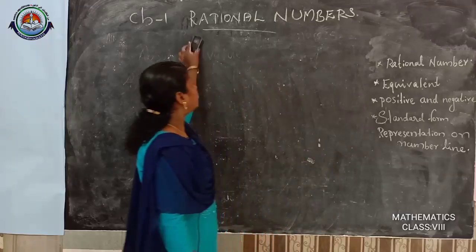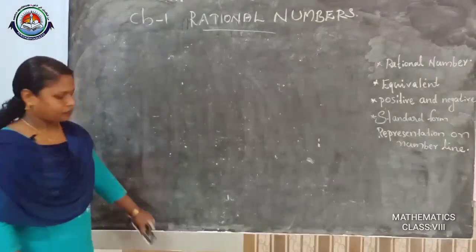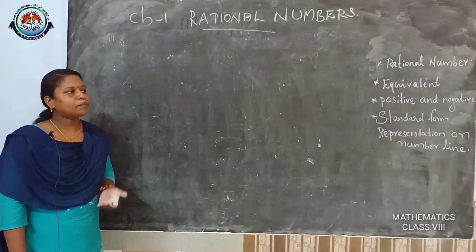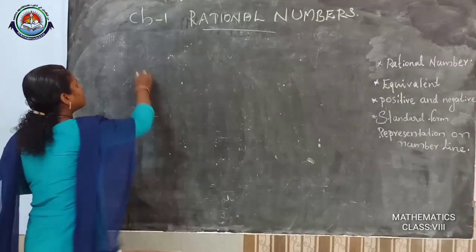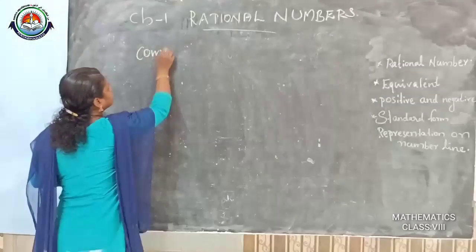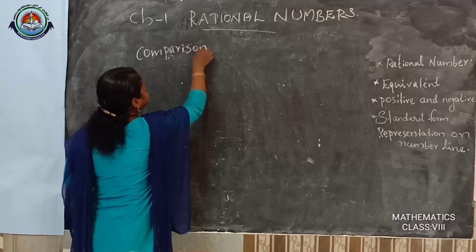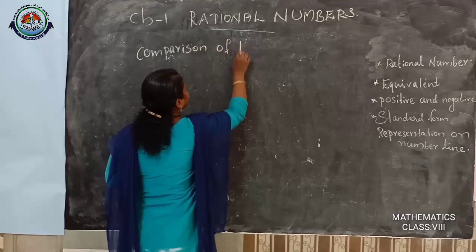That's all about the absolute value. Next, we are discussing how to compare two rational numbers. Comparison of rational numbers.